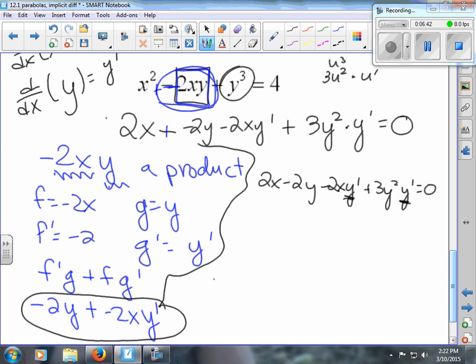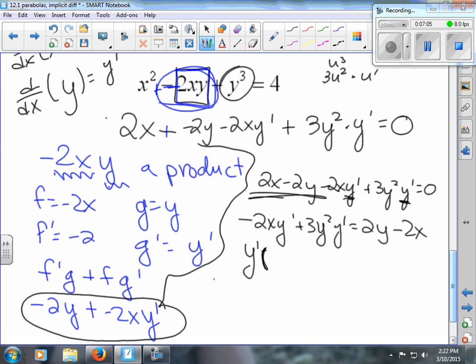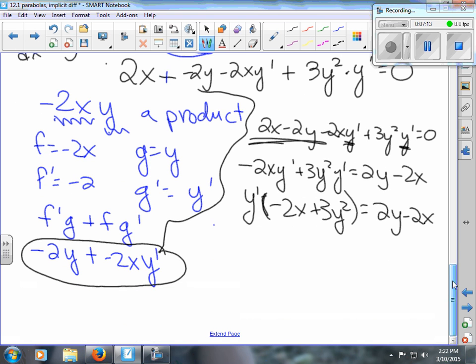The way I'm going to do this is I'm going to keep everything with y prime on the left, and I'm going to take everything else, which are these two things, over to the right side. So that's, if I add 2y to both sides, and I subtract 2x from both sides. Then, now that I have all my y primes together on the left, I'm going to factor out the y prime. And I have left negative 2x plus 3y squared. Now I can divide both sides by this negative 2x plus 3y squared, and I'm all done.